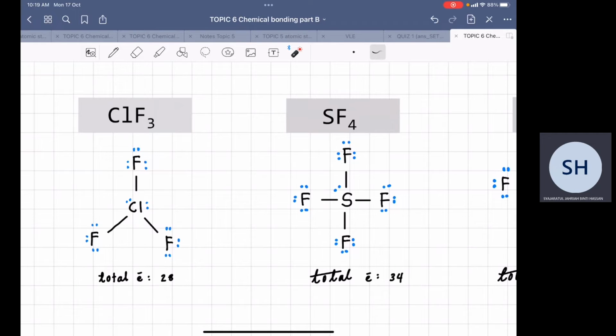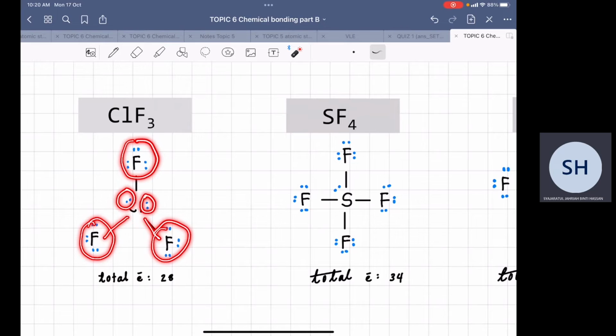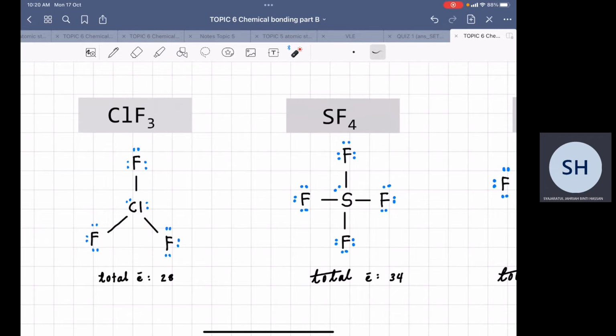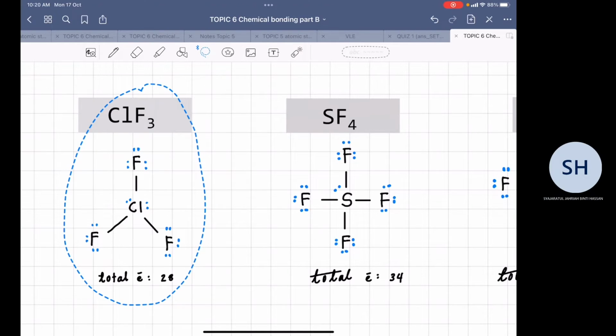So ClF3, we have our central atom here. The central atom is attached to 3 bonding pairs and 2 lone pairs. So we have a total of 5 electron groups, but 3 bonding pairs here. So where do we arrange them? What is the name of this shape? Anyone can tell me?